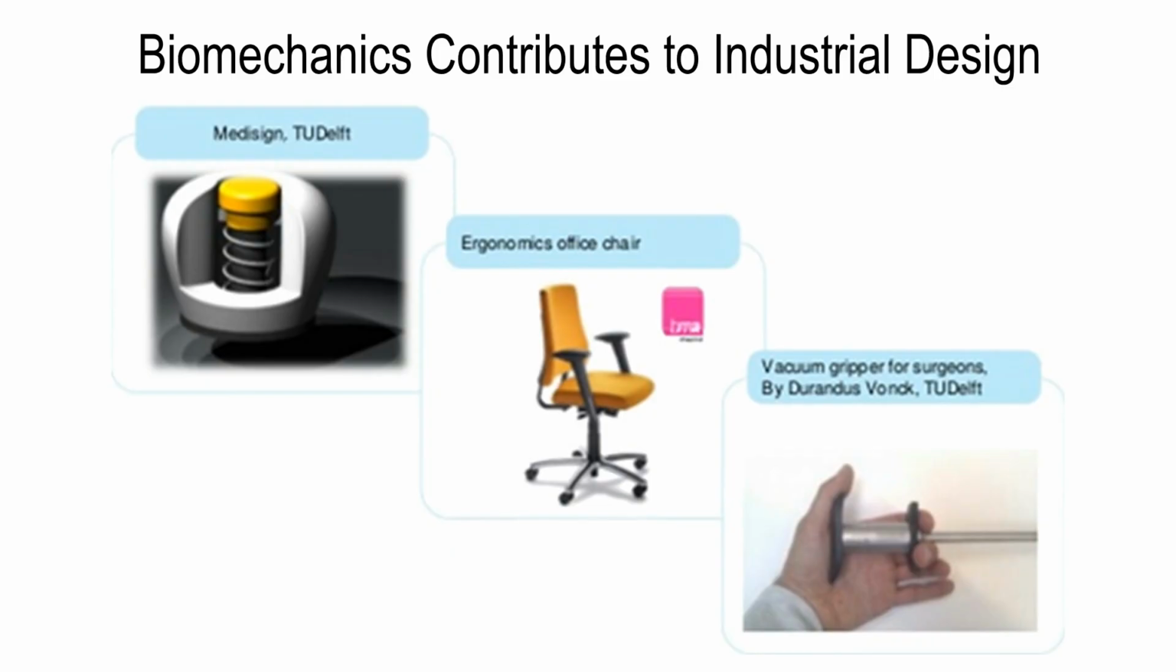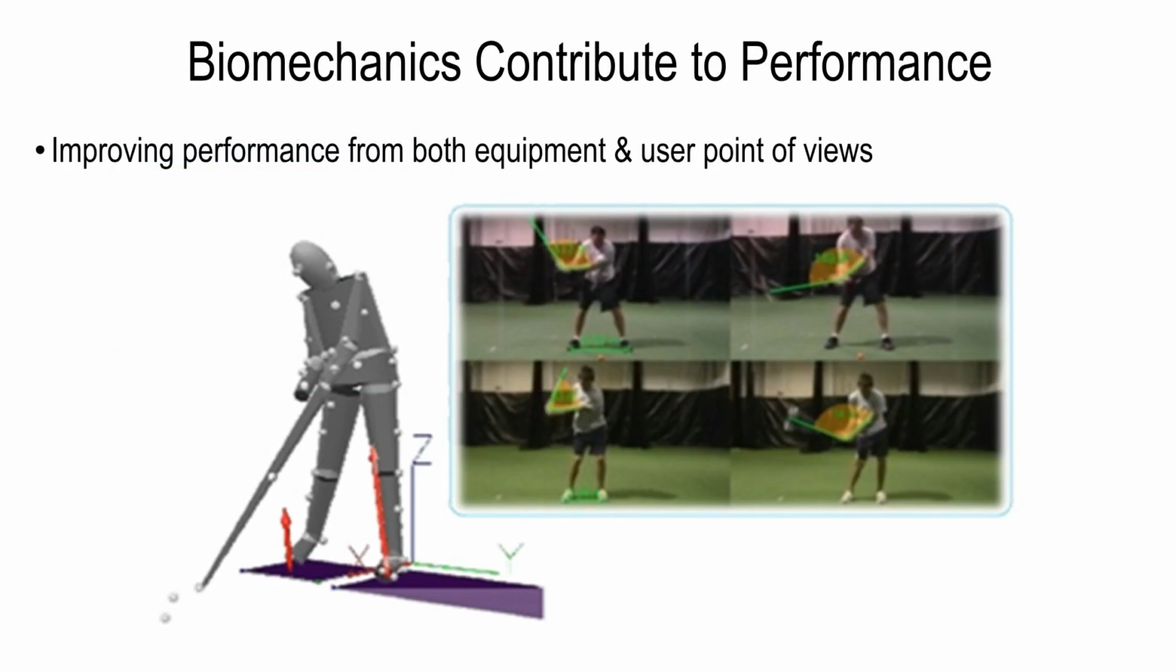Biomechanics significantly contributes to industrial design by developing tools like vacuum grippers for surgeons and improving the design of ergonomic office chairs. Biomechanics improves performance from both the equipment and user points of view, applying mechanical principles to analyze human movement, as seen in the golf swing analysis here.